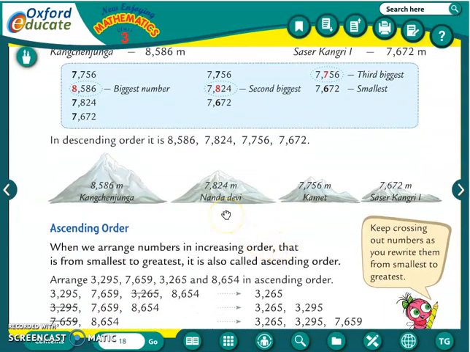Now we will see ascending order. Ascending order, that is exactly opposite of descending order. Means when we arrange numbers in increasing order, that is from smallest to greatest, it is also called ascending order. In ascending order, what will we do? We have to arrange the numbers from smallest to greatest.